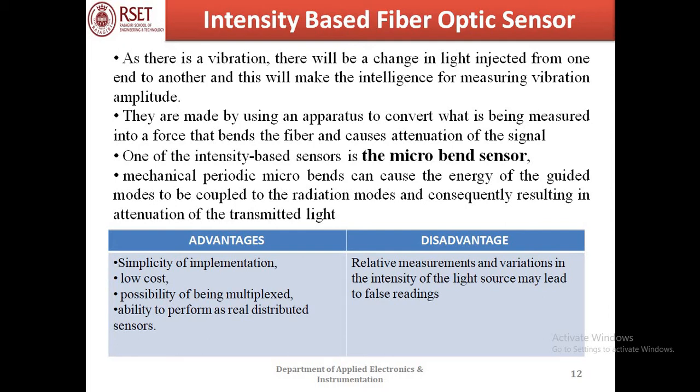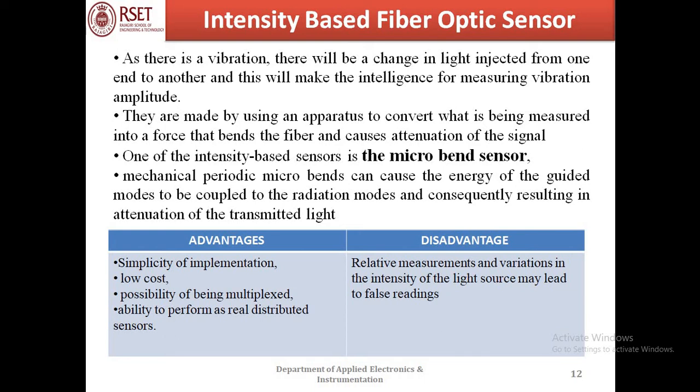Next we are going to see the different types of fiber optic sensors based on operating principle. The first one is the intensity based fiber optic sensor. Intensity based fiber optic sensors rely on the signal undergoing some loss. They are made by using an apparatus to convert what is being measured into a force that bends the fiber and causes attenuation of the signal. Other ways to attenuate the signal are through absorption or scattering of a target.